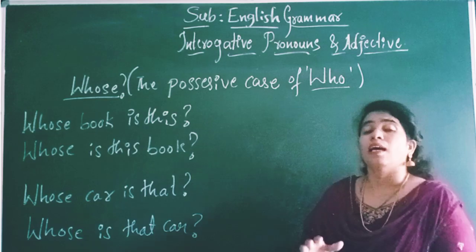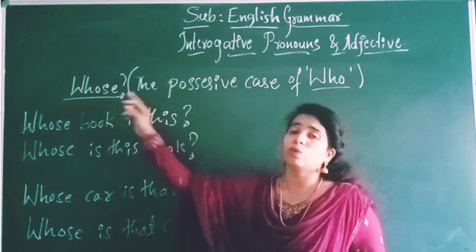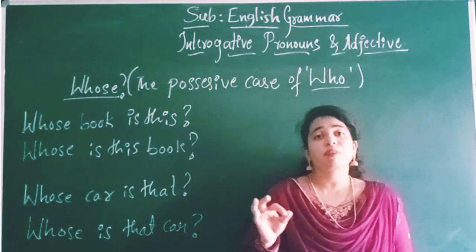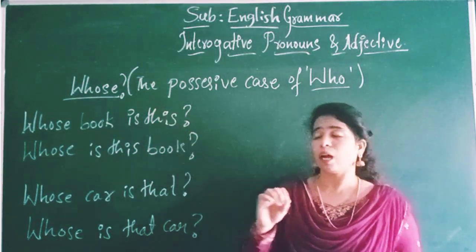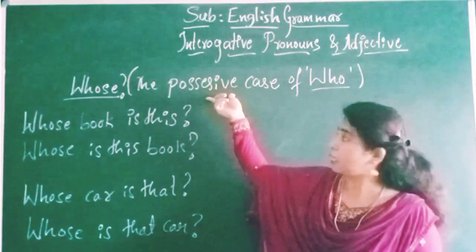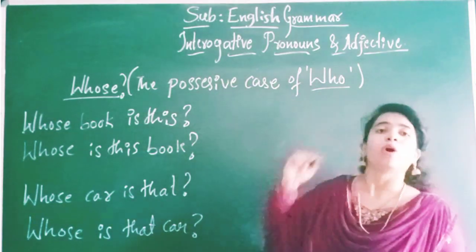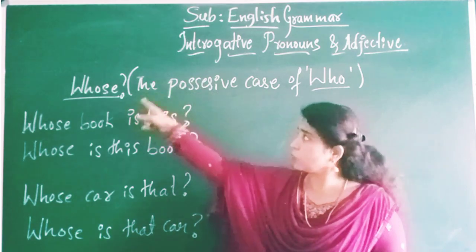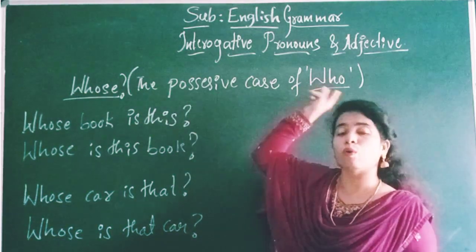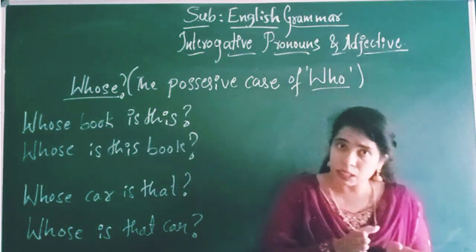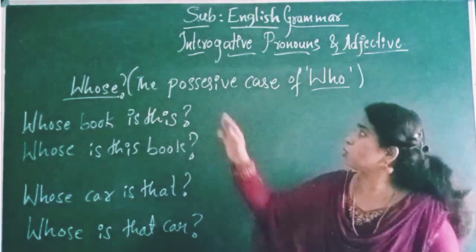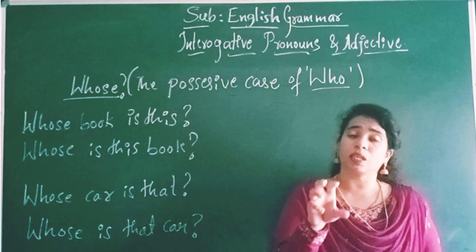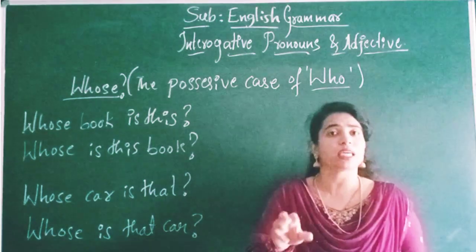Now coming to whose. Whose is also an interrogative word. Whenever we are using whose, we have to keep in mind that it is the possessive case of who. Whom is the objective case of who, and whose is the possessive case of who. Objective is different, possessive is different. Possessive refers to a particular person, particular place, particular thing.